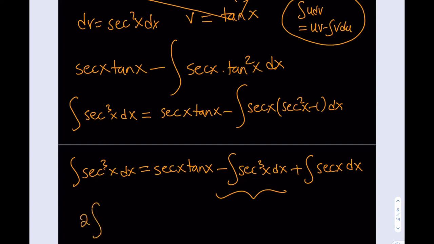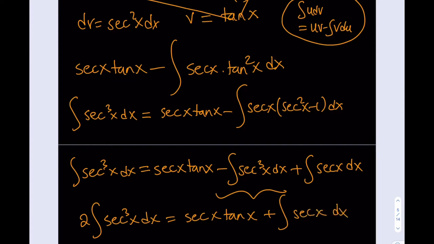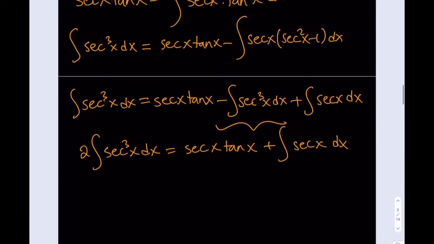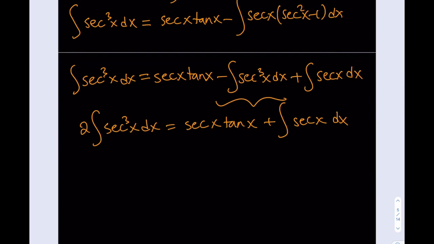2 times the integral of secant cubed x dx is equal to secant x tangent x plus the integral of secant x dx, which is something we already calculated. So we know the integral of secant x. We can go ahead and solve this. How? Let's see. We're not going to put the c yet. We're going to do that at the end. So 2 times the integral of secant cubed can be written as, should I divide by 2 at this point? Nope, not really. I'll do that later.